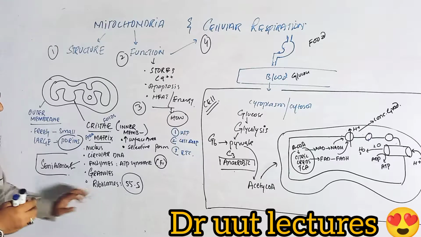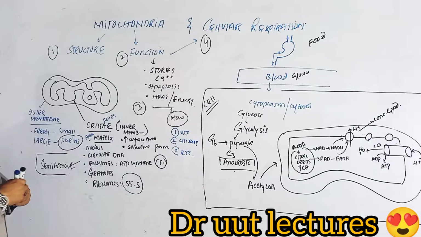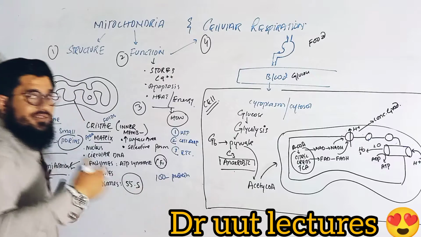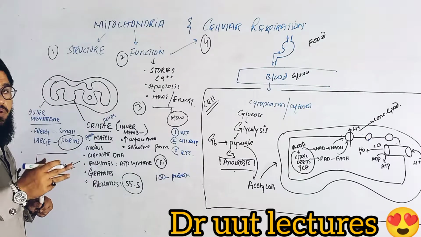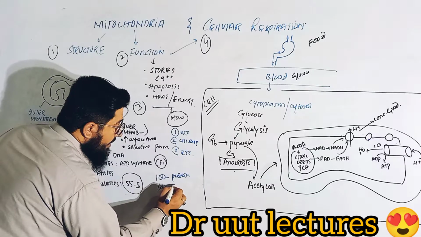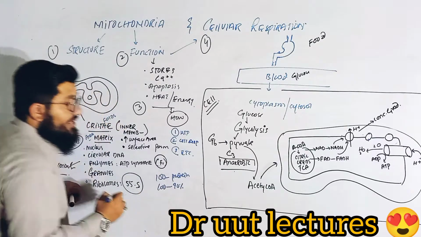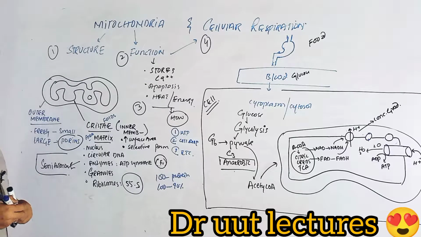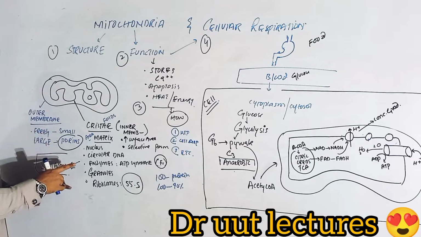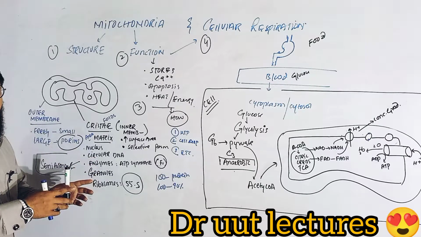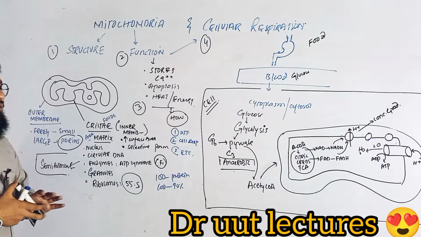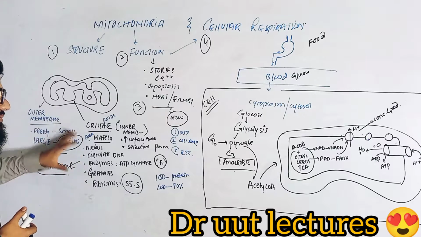The reason is that if a cell is supposed to synthesize 100 proteins, the cell will synthesize the entire 100 out of 100. But if the mitochondria needs 100 proteins, out of 100 it will synthesize 90% of the proteins. The remaining 10% cannot be synthesized by the mitochondria, due to which this organelle is called semi-autonomous. It means it can synthesize and it cannot synthesize. It can do both jobs. So that's why this organelle is called a semi-autonomous organelle.